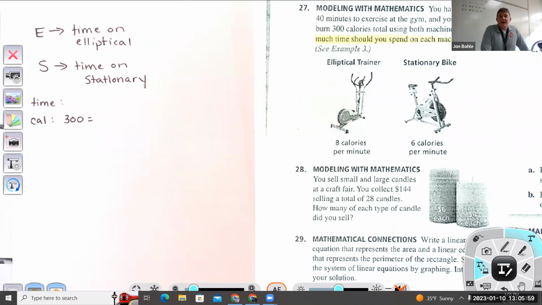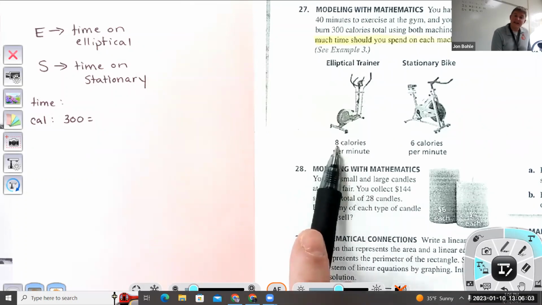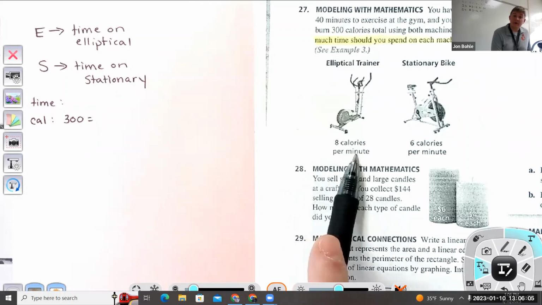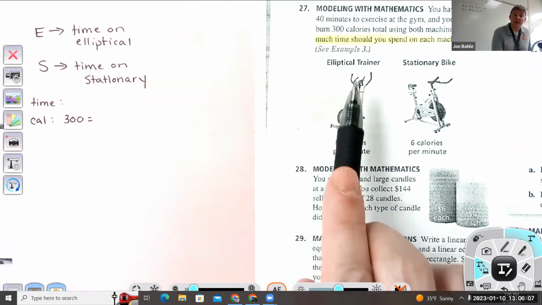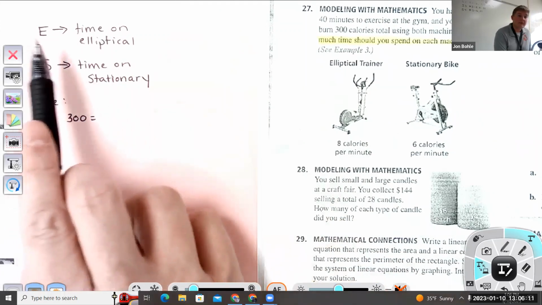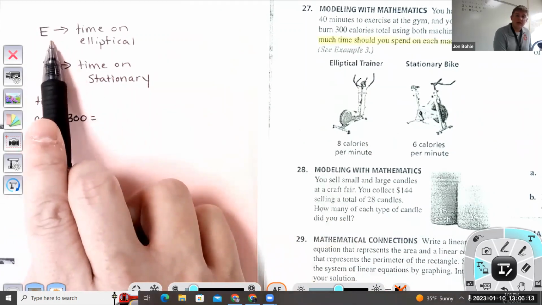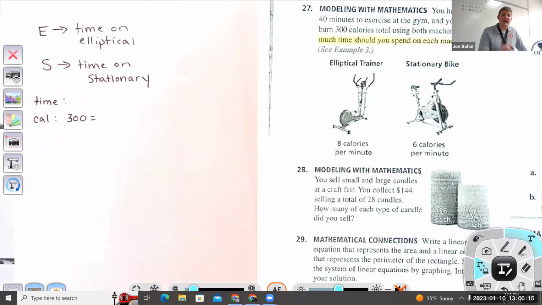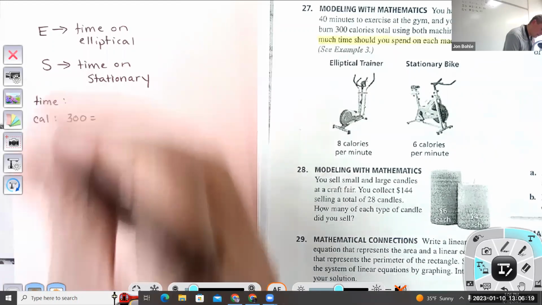All right. Here's the thing. You need to understand that this is 8 calories per minute, right? Minute on the elliptical. Well, what represents minutes on the elliptical? E. Okay, so how do I represent burning 8 calories per minute on the elliptical? 8E.